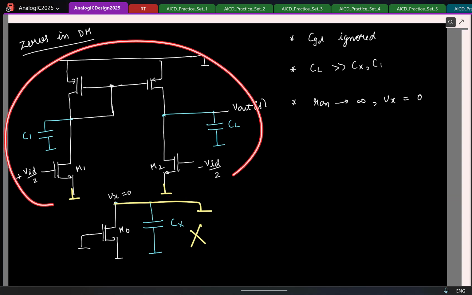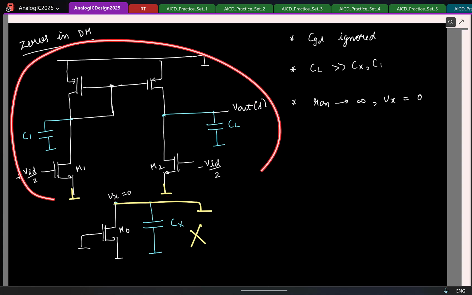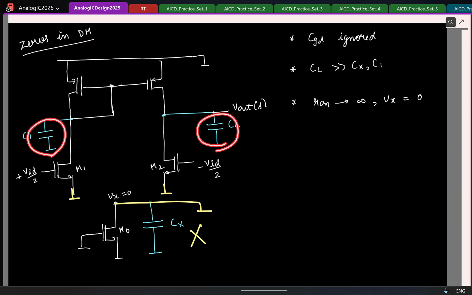And in this circuit, tell me how many poles I can have. 2 poles, because I have only 2 capacitors now. And how many zeros can I have here? I can only short 1 capacitor here. So it looks like I should have 2 poles and 1 zero.